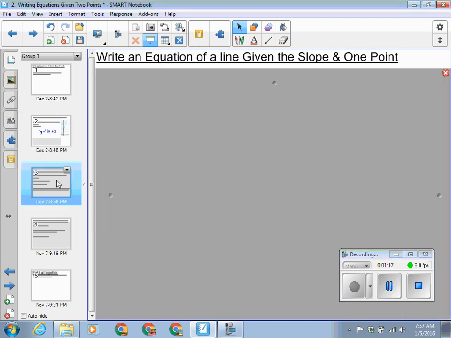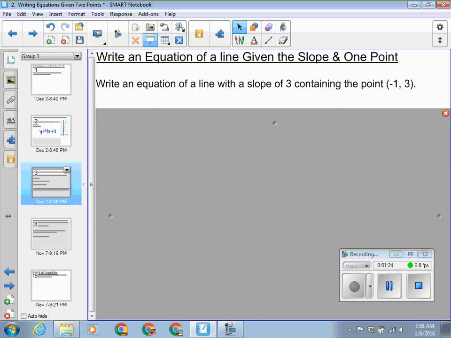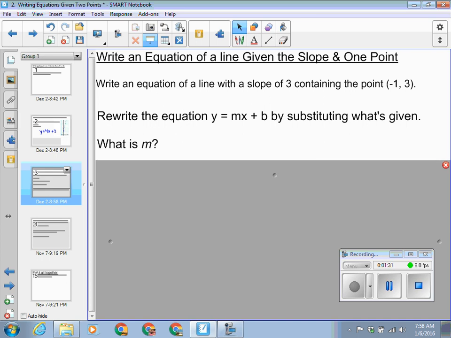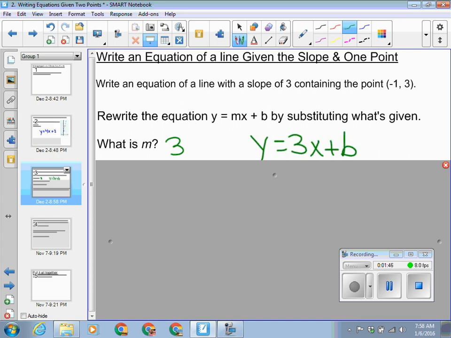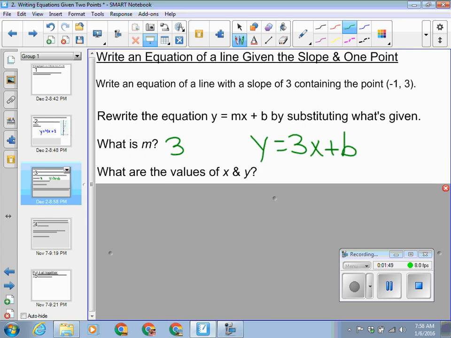So now, without a graph, we're going to write an equation of a line. And this time I'm going to give you the slope and 1 point. So the equation of a line is the slope of 3 that contains the point -1, 3. So we're going to start by rewriting the equation y equals mx plus b by subbing what is given. So the m is the slope, and you're told that it's 3. So we know our equation is going to be something like this. We can plug in that 3 for our slope.